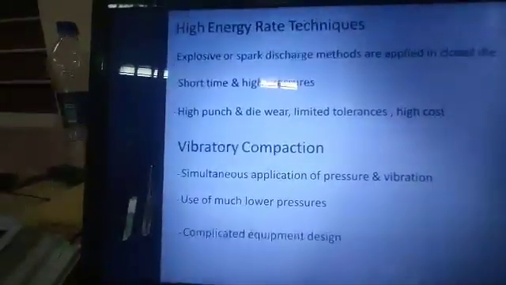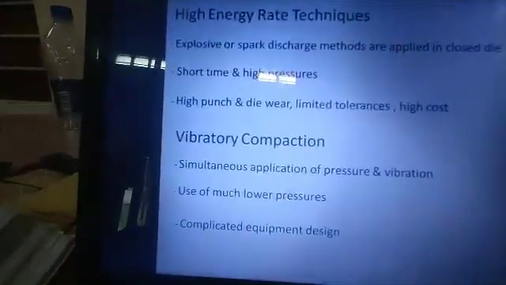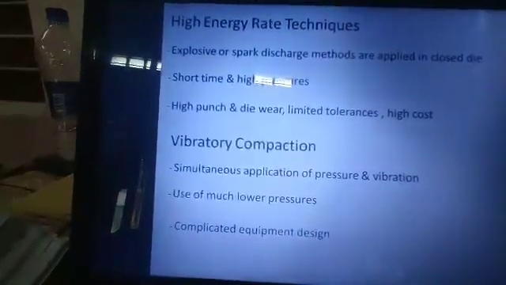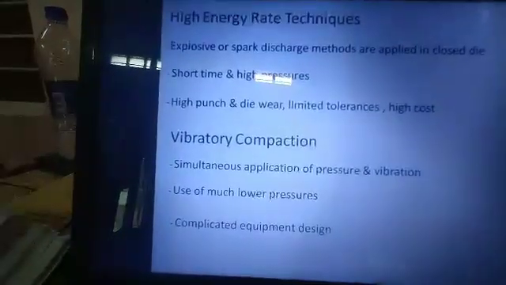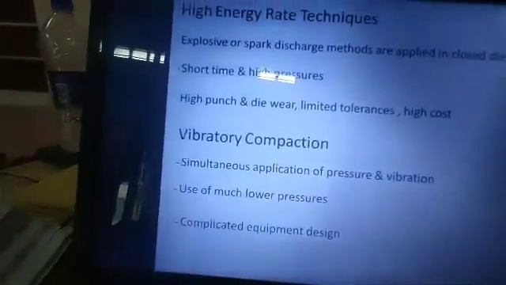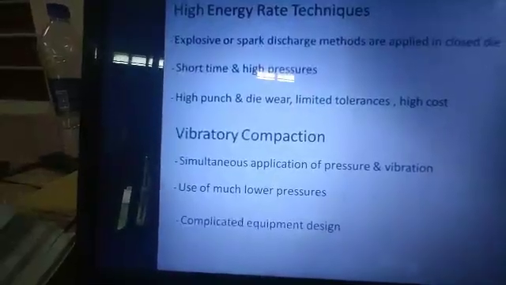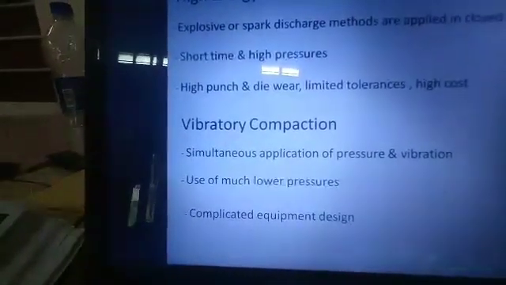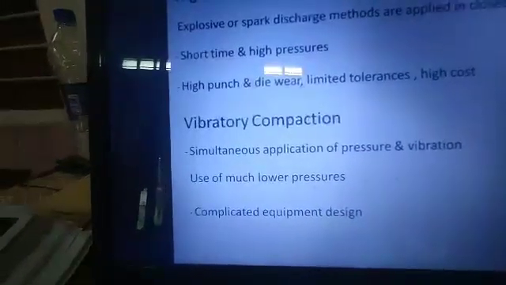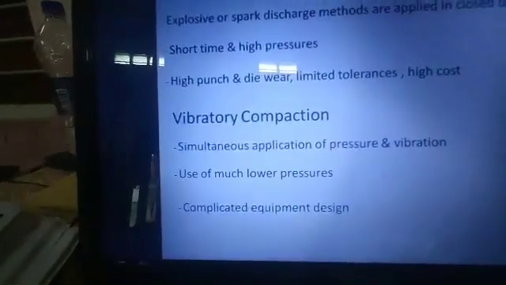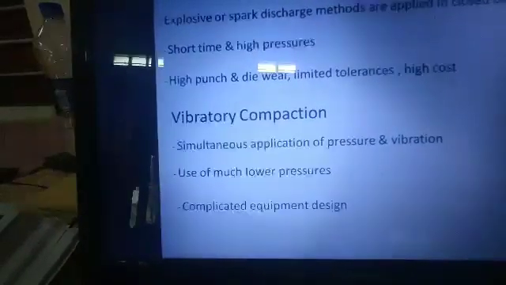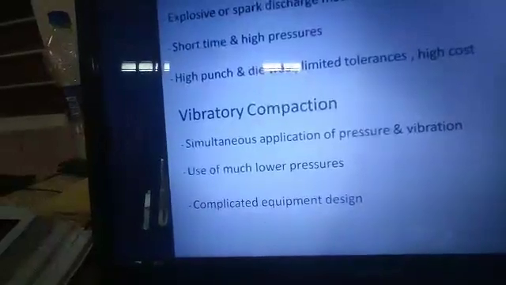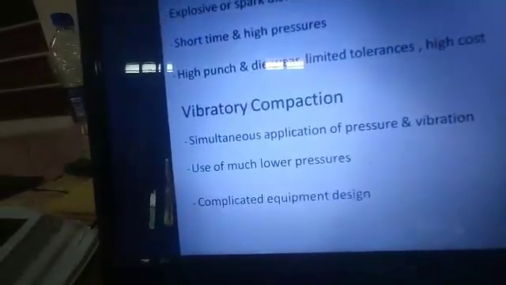Next, high energy rate techniques. Here, explosive or spark discharge methods are applied in a closed die in a short time and at high pressure. For vibratory compaction, the process occurs with simultaneous application of pressure and vibration at very low pressure. The disadvantage here is that a complicated design is required.